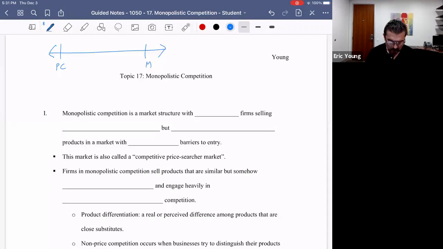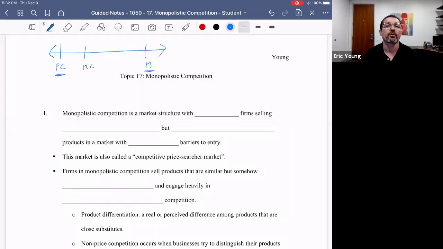Again, these structures are defined in part by the number of firms, the degree of pricing power, the barriers to entry, and the sustainability of profits in the long run. These different criteria identify a market structure. We started off with perfect competition and then monopoly so that we can take the two far extremes. Now we're going to build in the middle. And today's topic will be monopolistic competition, MC.